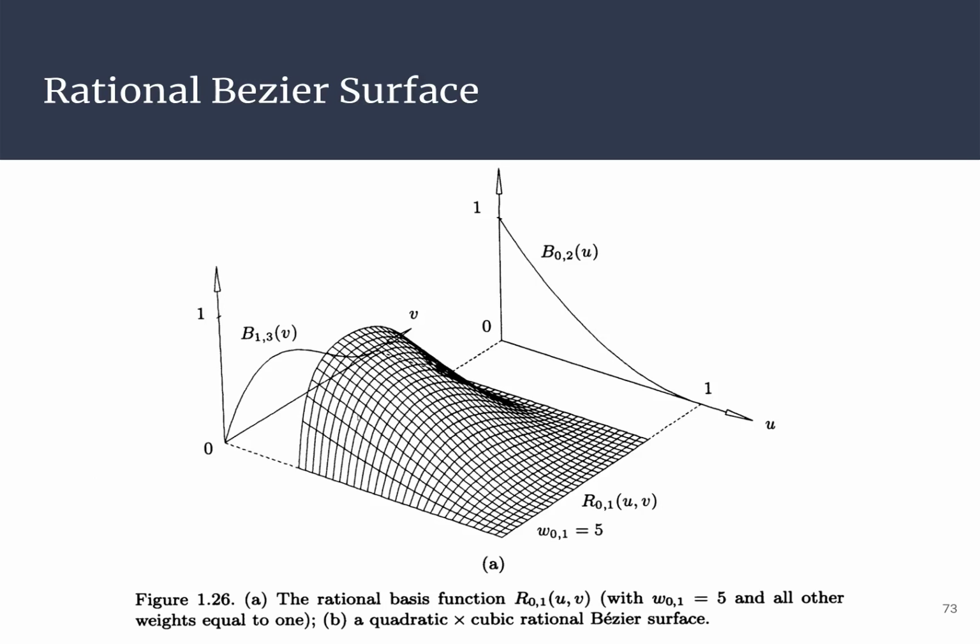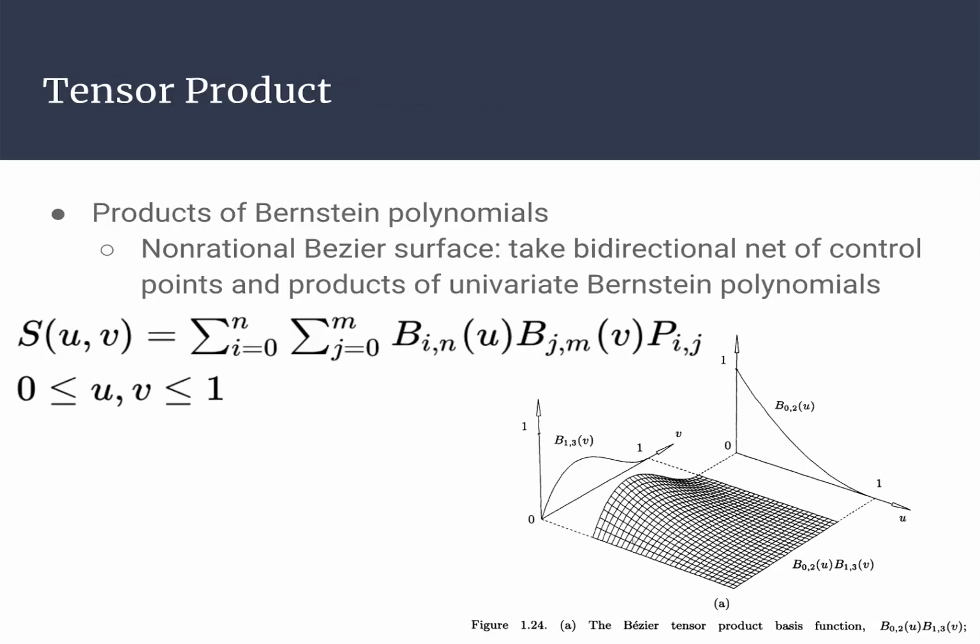We have the rational Bezier surface represented here, where this weight 0, 1 equal to 5 was able to change the shape of the surface compared to the surface here.